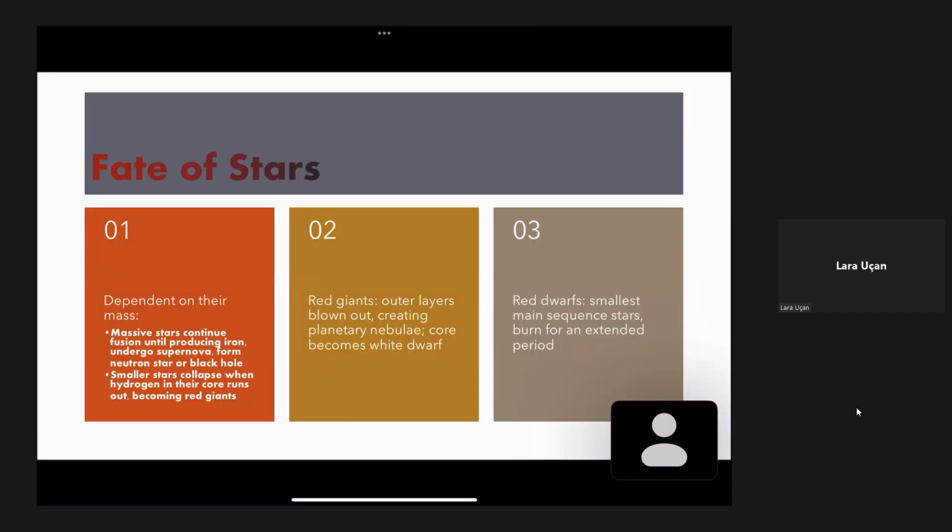Fate of stars. The fate of stars depends on their mass, and stars with sufficient mass can continue fusion until producing iron, after which they undergo supernova and may form a neutron star or black hole. And smaller stars collapse when they run out of hydrogen in their core, becoming red giants. The outer layers of red giants are blown out, creating a planetary nebula, while the remaining core becomes a white dwarf. And apart from those, red dwarfs are the smallest main sequence stars and burn for an extended period.